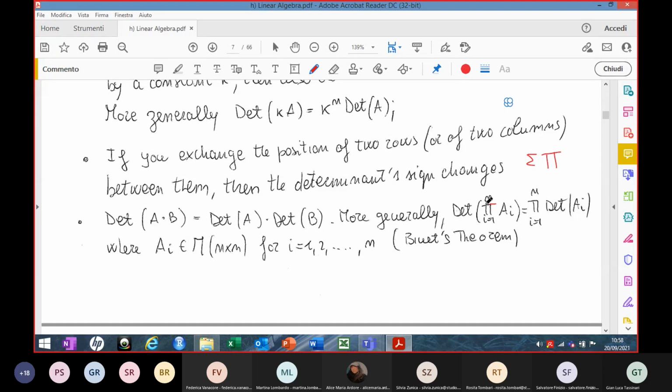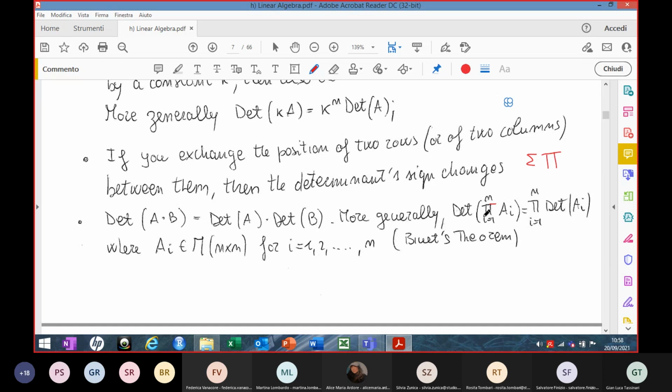So in this case, you can compute first the product of each, I mean, A1 times A2, the first, then the product by A3, then the product by A4. So it's very, very long. And at the end, compute the determinant of the matrix resulting from the product.